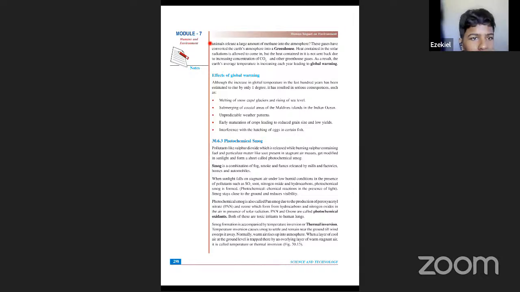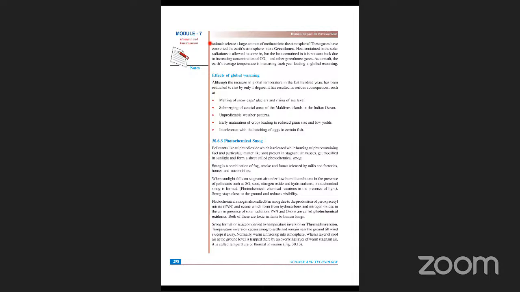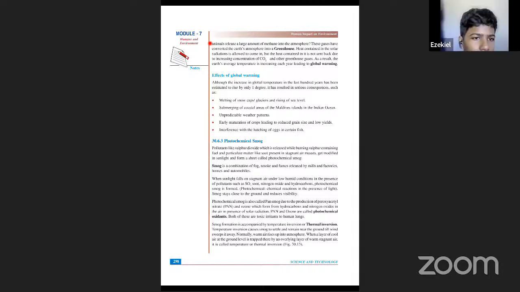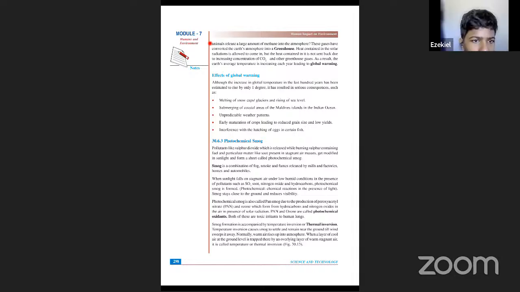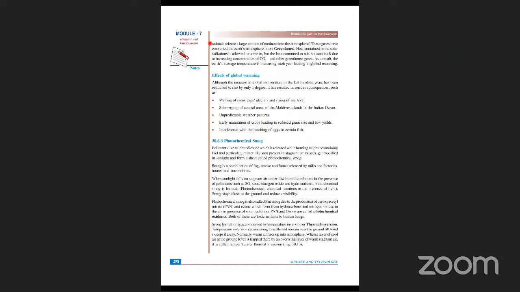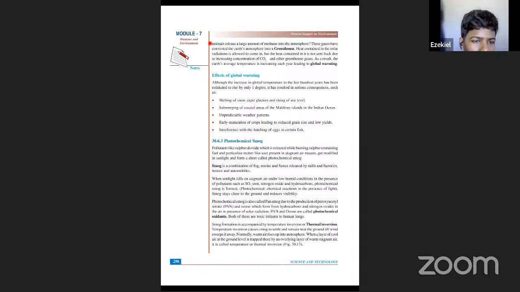Animals release a large amount of methane into the atmosphere. These gases have converted the Earth's atmosphere into a greenhouse. Heat contained in the solar radiation is allowed to come in, but the heat contained in it is not sent back due to the increasing concentration of CO2 and other greenhouse gases. As a result, the Earth's average temperature is increasing each year, leading to global warming.